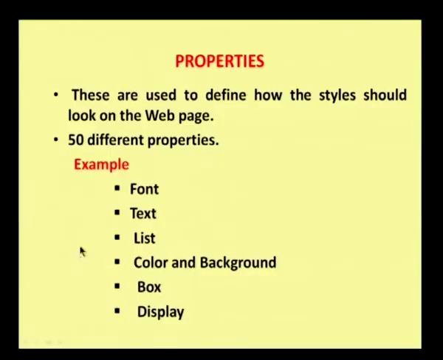How the style should appear on the particular web page which we are creating. There are two versions of style sheets, CSS1 and CSS2, and CSS1 contains 15 properties. We are going to see the CSS1 properties here, like font, text, list, color and background, box and display properties. These are some of the properties we are going to see in CSS1 in today's session.